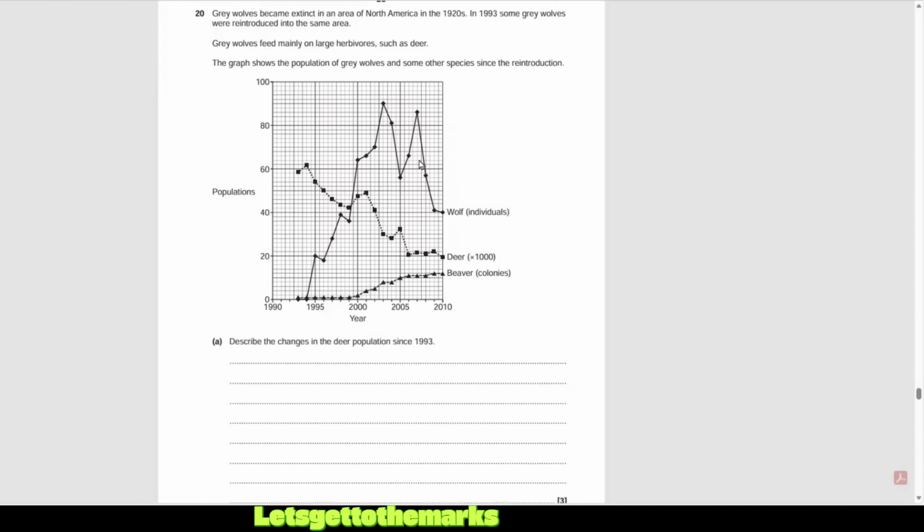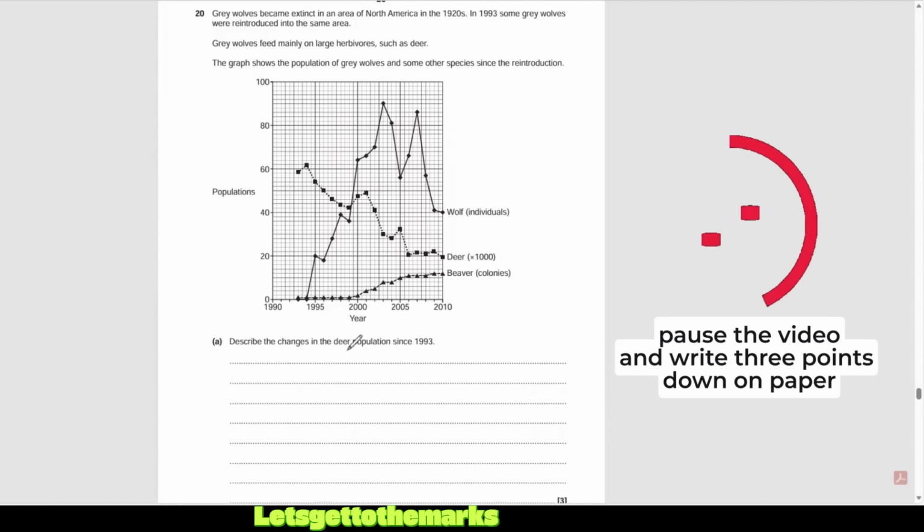So we've got grey wolves here. They've got the straight line. We've got the dashed line is the deer, and the little triangles on a dashed line is the beaver colonies as well. Okay, so populations and the year at the bottom, and then we have each one of these representing those three different populations. Describe the changes in the deer population since 1993.